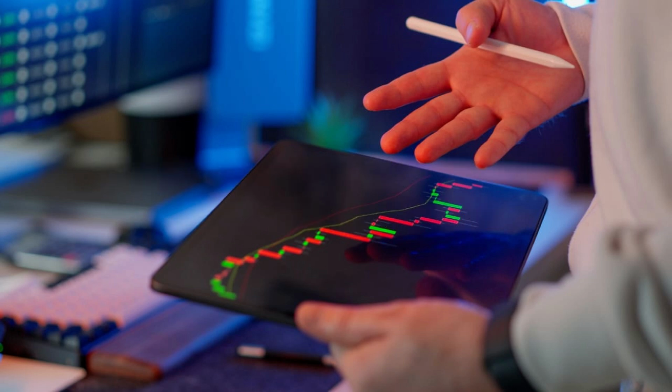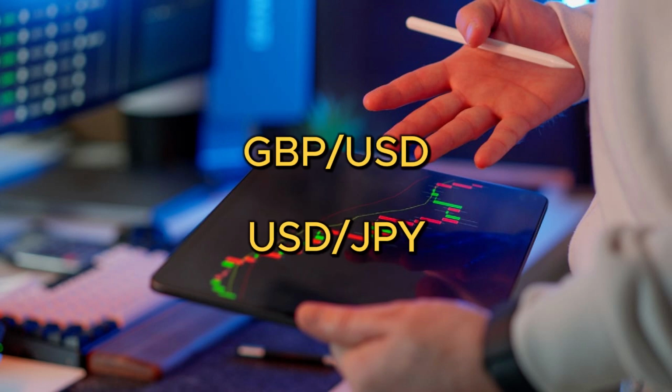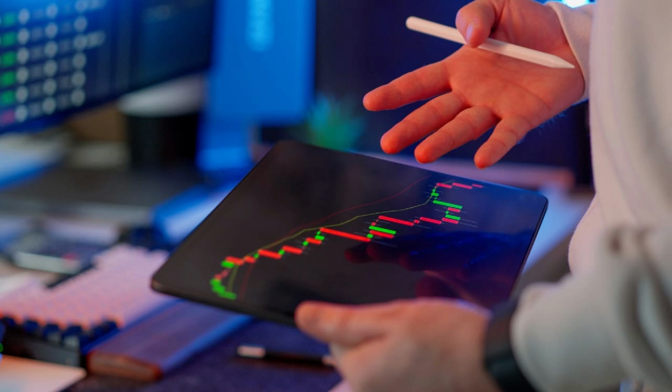Best currency pairs for beginners. If you're new to Forex trading, it's a good idea to start with a few well-known currency pairs rather than trying to follow everything at once. EUR/USD is often the first choice for many new traders because it is one of the most widely followed pairs in the world. Other popular options include GBP/USD and USD/JPY.